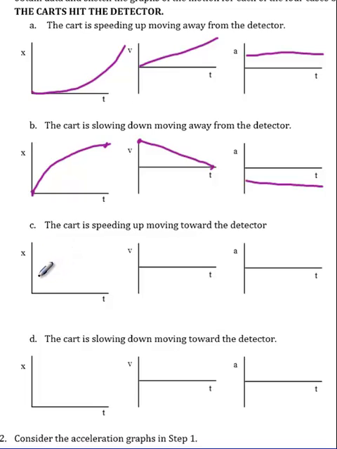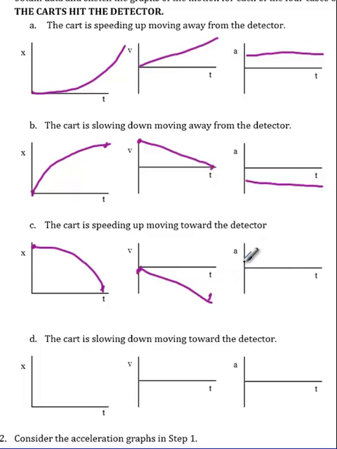C, the cart is speeding up, moving towards the detector. Well, that means it had to start far away, it had to get closer, and speeding up means it had to start slow, so fairly flat, and get faster, so steeper. My velocity time graph: if it's starting slow, it's got to be at 0. It's speeding up, so it's got to get further away, but it's moving in a negative direction, so my velocity time graph has to look like this.